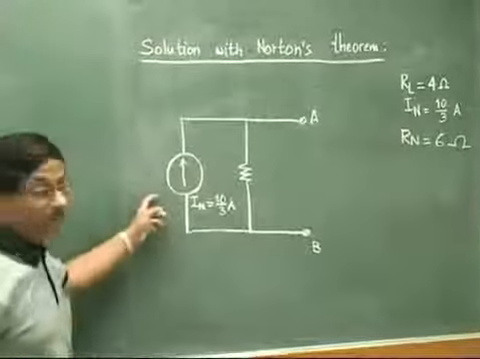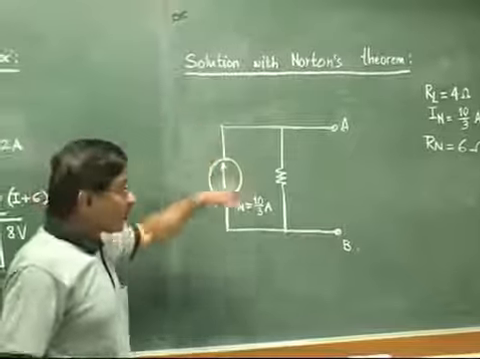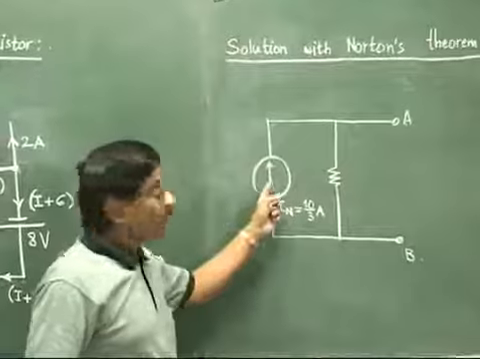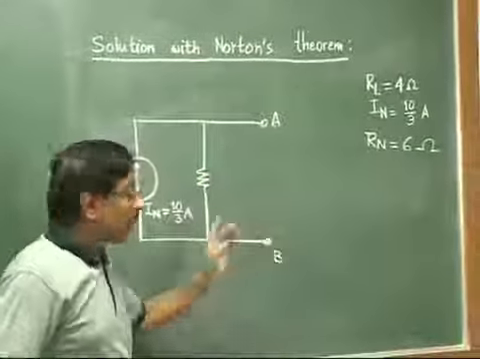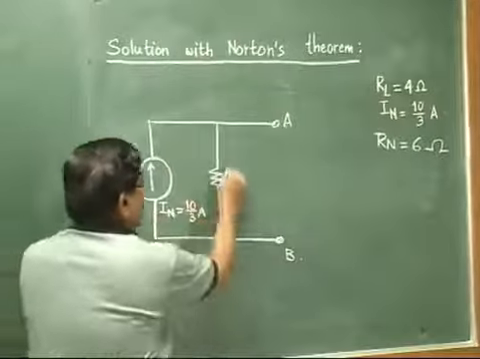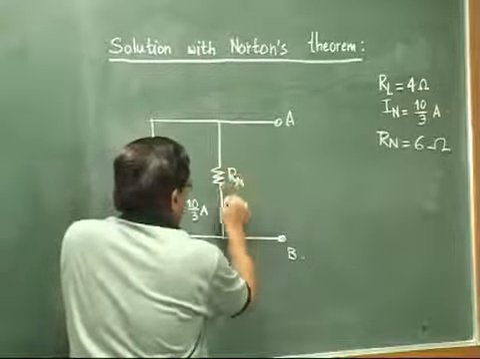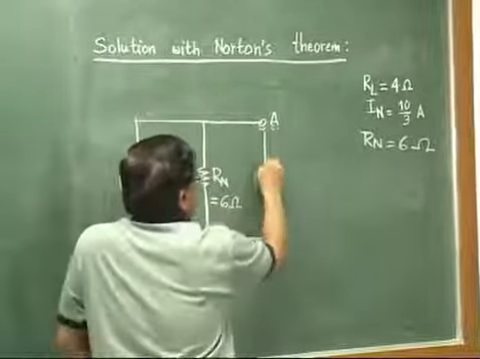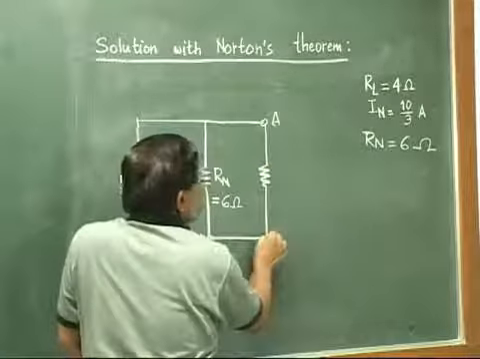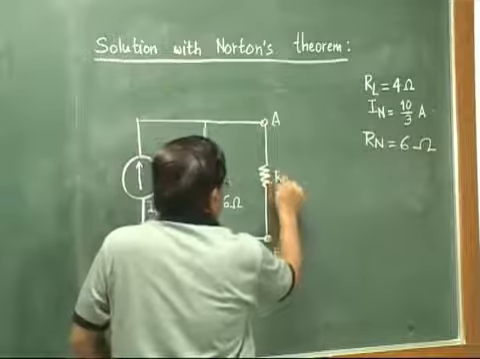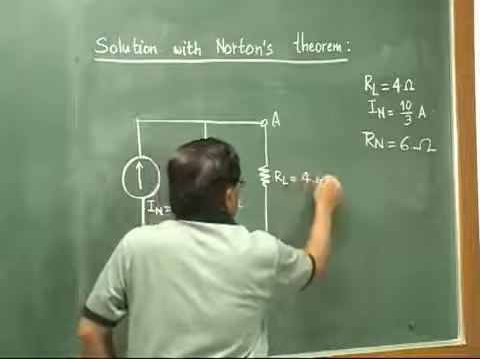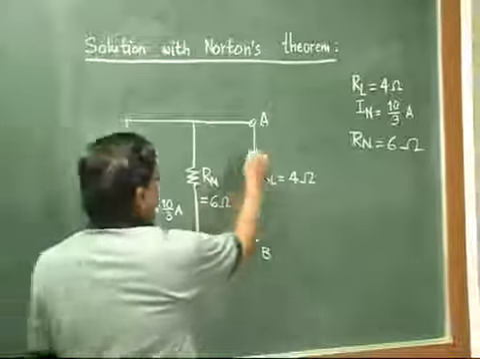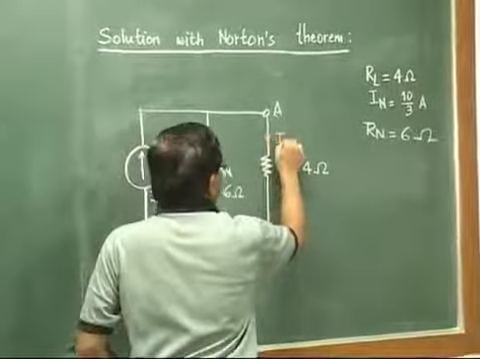Now why have we taken the arrow like this? Because we know that current was flowing from A to B in the load resistor. Only this arrow will indicate that the current will be flowing from A to B. Now this value in Norton's theorem is Rn, that we have got as 6 ohm. And then we introduce the load resistance across the same 2 points A and B. RL is 4 ohm.